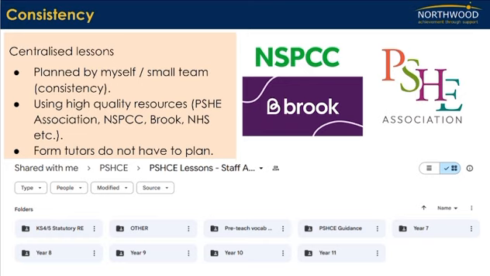And we use high quality resources in order to plan these sessions. So we have a PSHCE associated membership, which is absolutely invaluable. We use resources from NSPCC as well as Brook and NHS, etc. And this means that form tutors do not have to plan individual lessons. They have a staff access folder where they all can go into the folder that you can see at the bottom and just go to the year group they are teaching, that their form group is, and click through the lessons there.